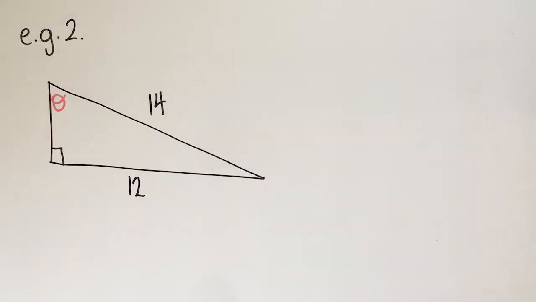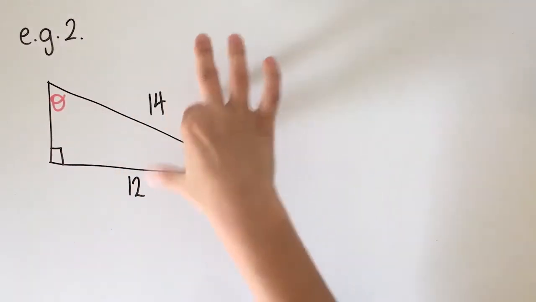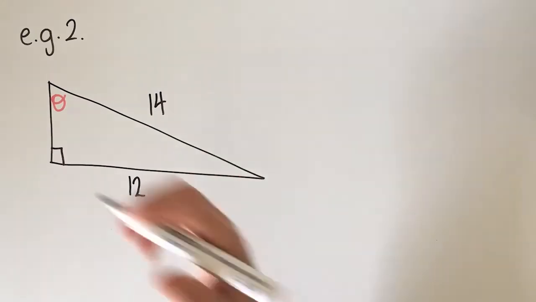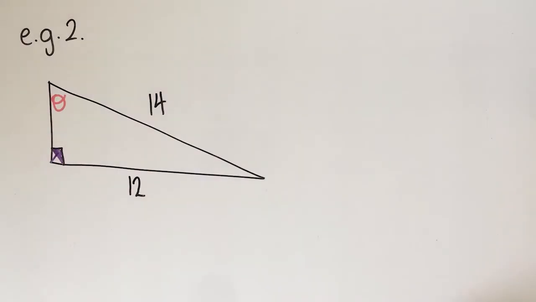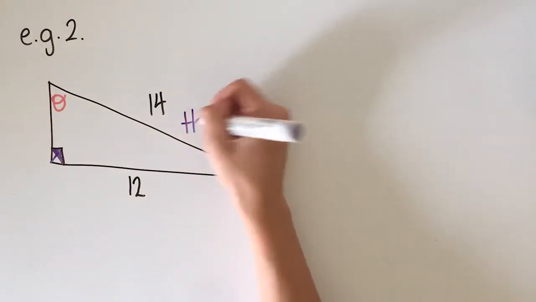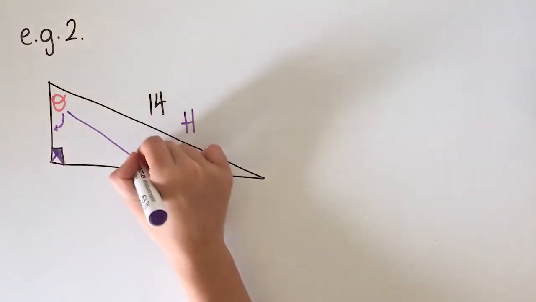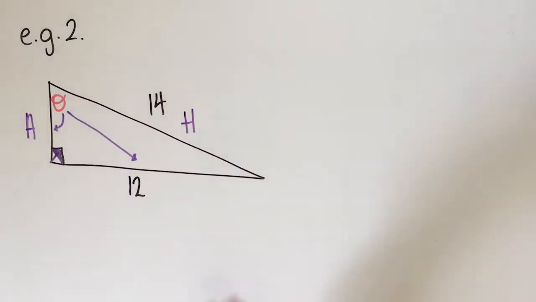All right, for this next one, we've got an angle here and we've got two sides labelled. The first thing we need to do is label our sides O, A and H. So the hypotenuse is across from the right angle. So I'm going to make this one H. Then I've got a side that's close and a side that's far. So the side that's close is going to be A. The side that's far is going to be O.